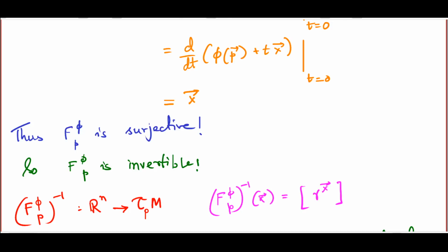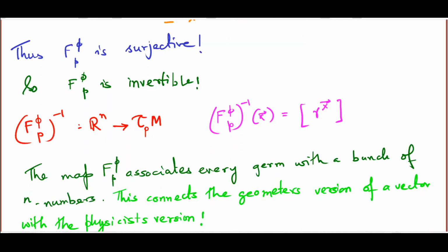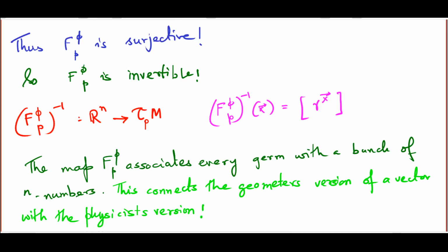The upshot of all this is that this map f phi p establishes a one-to-one correspondence between tau pm on the one hand and Rn on the other. That is, to every germ, to every equivalence class of curves, it associates a bunch of n real numbers. Now this is exactly what connects the geometer's version of a vector with the physicist's version.